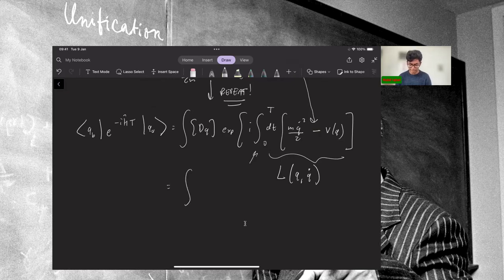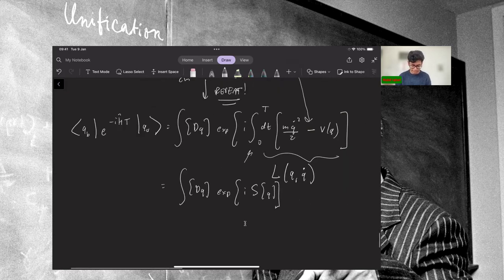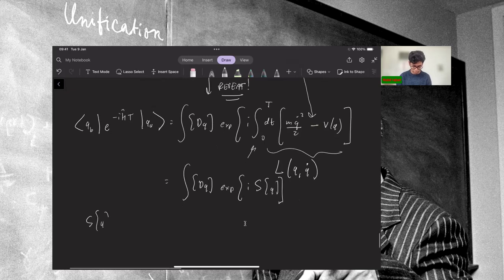So the nicest way to write this is the integral dQ of the exponential of i S of Q, where S should be thought of as the action. The definition of S of Q is the integral dt of the Lagrangian of Q and Q dot, over the path. So this S here is the action. I think this is the nicest way to write this formula.